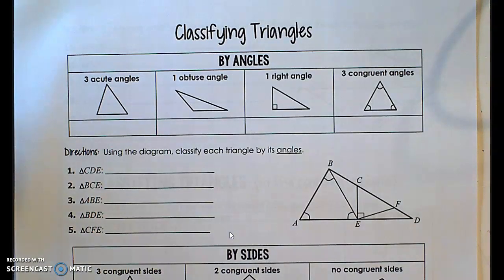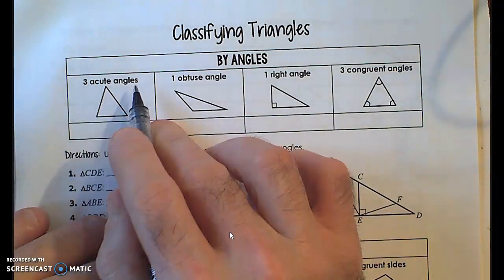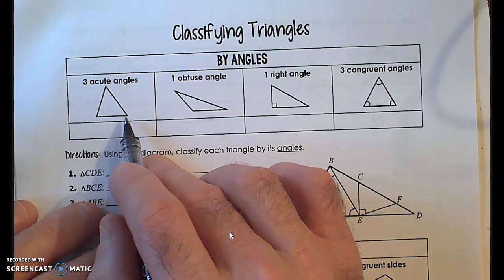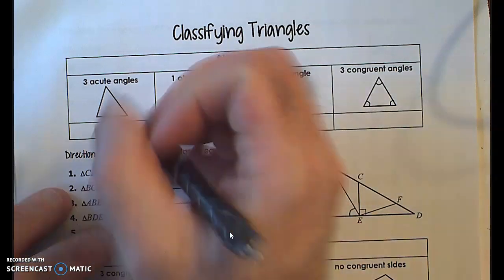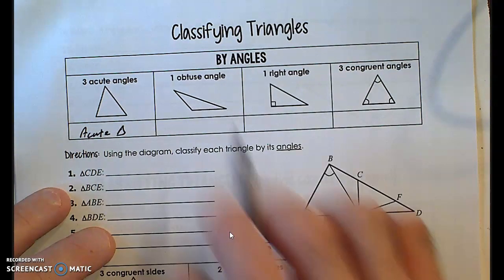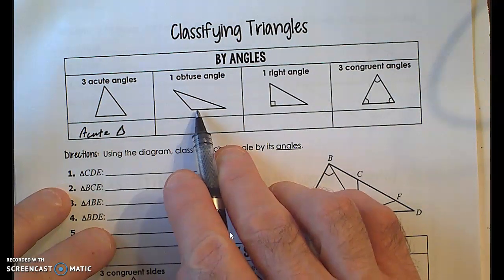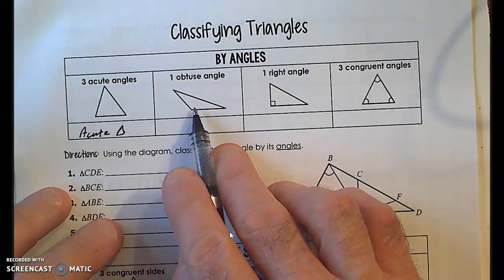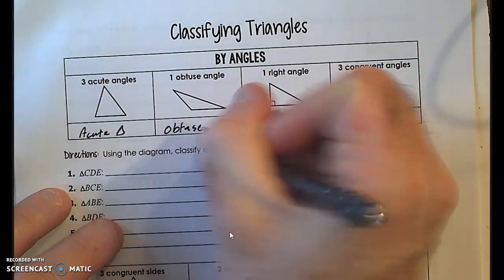We're going to start with classifying triangles, right? So we see the first triangle over here. It has three acute angles, and that means that those angles are small, less than 90 degrees. So if all three are less than 90 degrees, we call it an acute triangle. Now, an obtuse triangle has an obtuse angle, which is an angle larger than 90 degrees. It can't have three angles larger than 90 degrees, obviously, because that would add up to more than 180. But it has one which is larger than 90 degrees. So we call that an obtuse triangle.